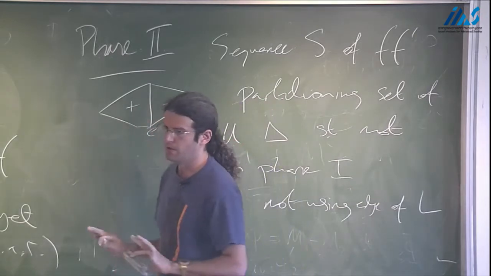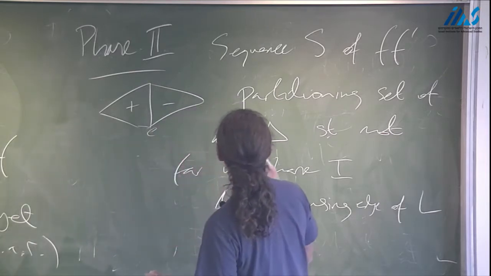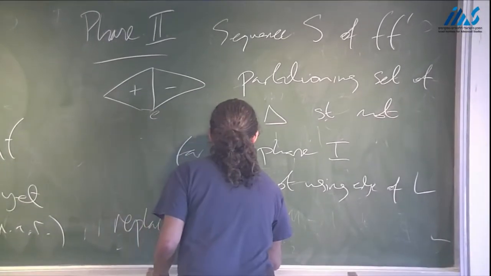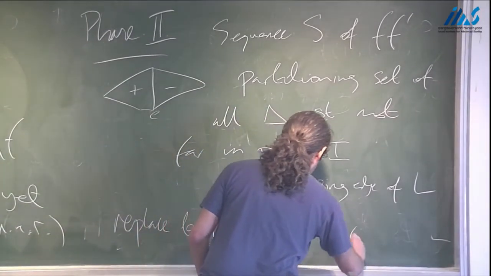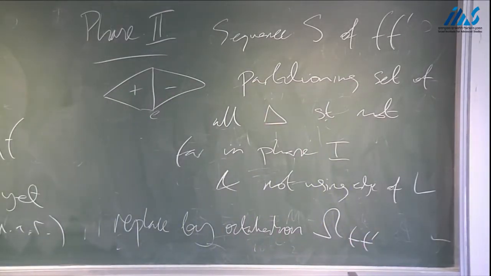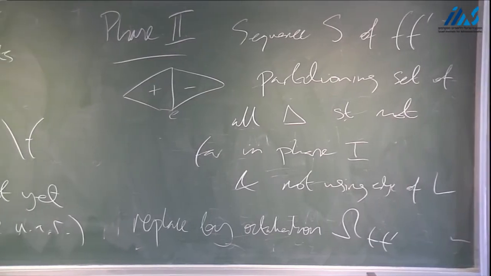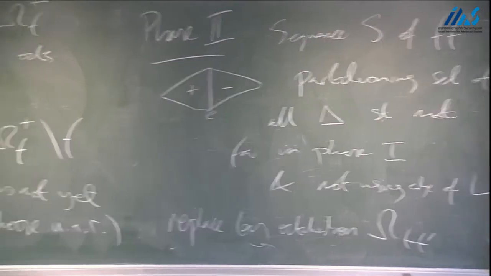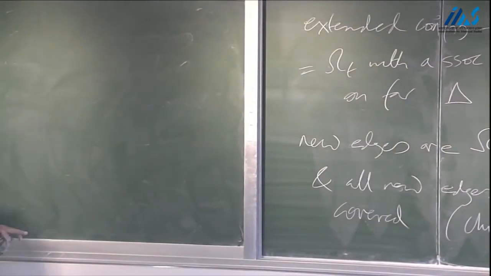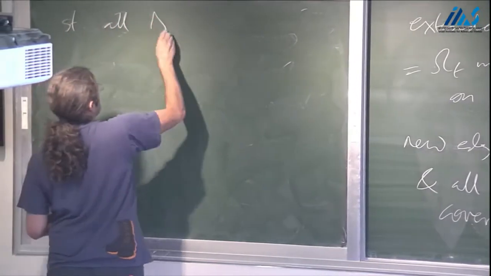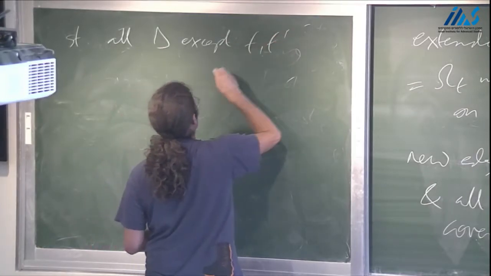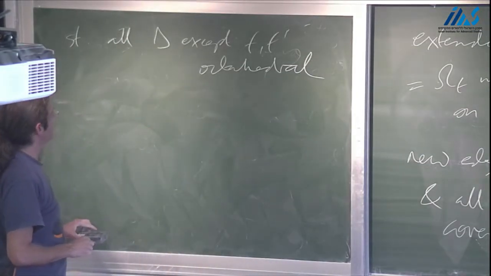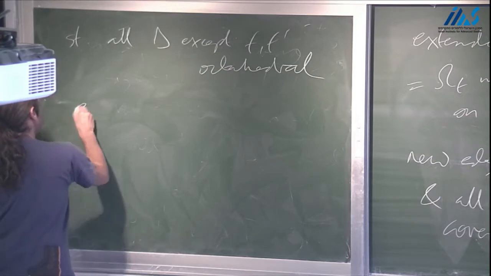So the rest of these cancel in pairs, and then I'm going to replace these by an octahedron and get F, F prime. I want all of the triangles apart from F and F prime to be octahedral. Set F and F prime to octahedral. That's it. And then the new edges, so we have the extended configuration.